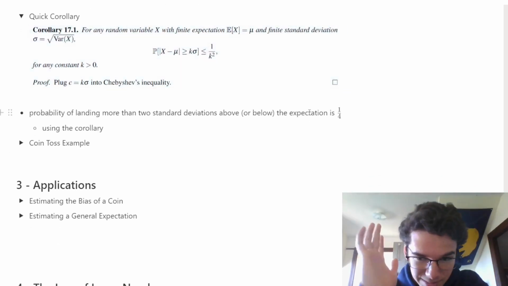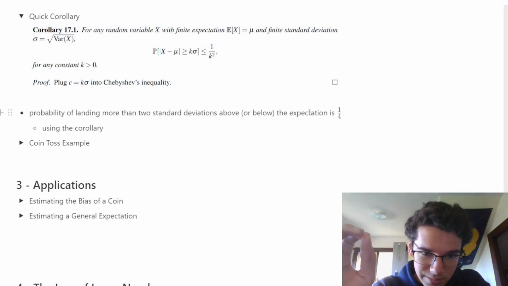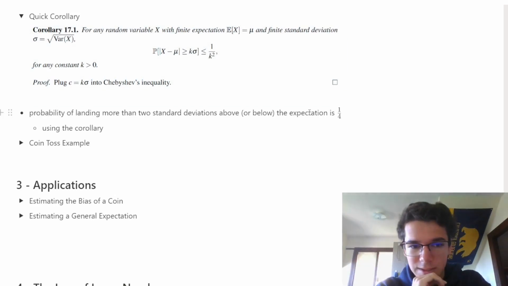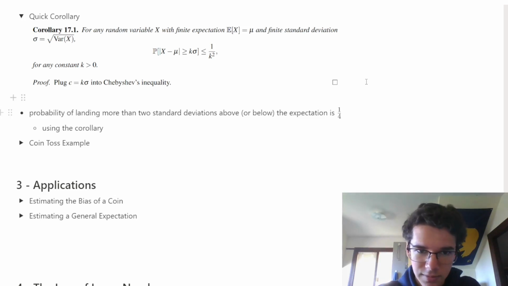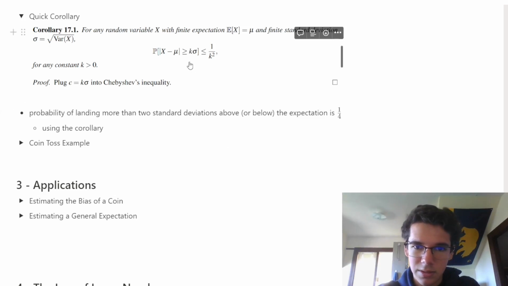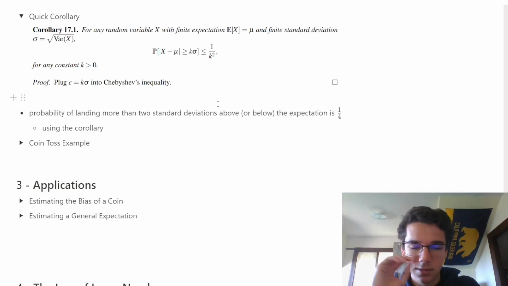But okay, so to give a small example, the probability of landing more than 2 standard deviations above or below the expectation is 1 over 4. I guess that's using the corollary. Yeah, so if we just input 2 into here, then this probability right here is going to be less than or equal to 1 over 2 squared, 1 over 4.